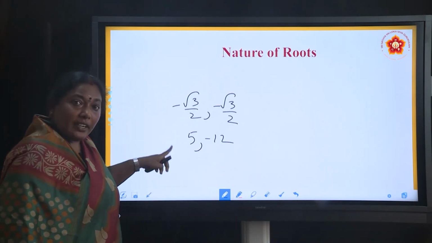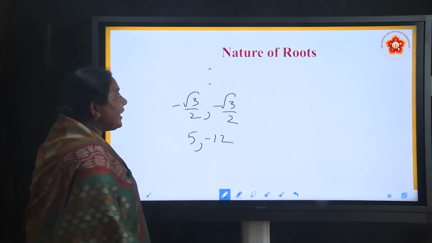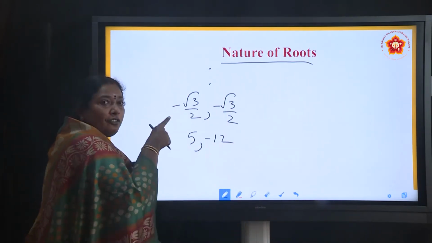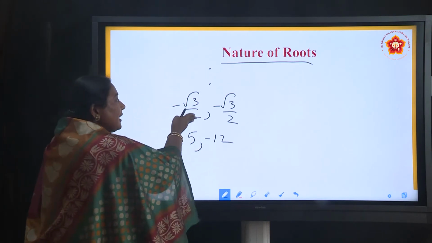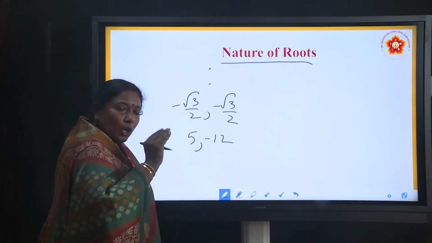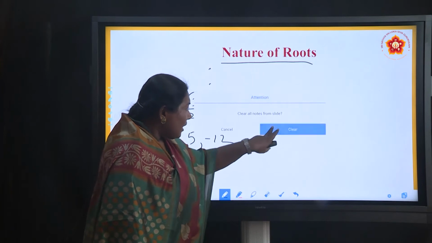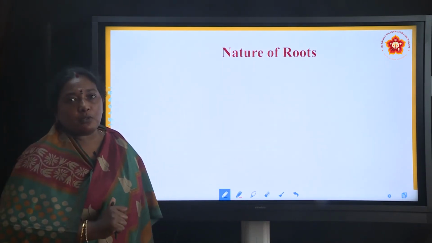Do you understand why we are taking this as a heading and talking? We are taking this nature of roots as a heading because till now we saw the sums on the basis of this. Some of the sums we got equal answers, some of the sums we got different answers. On that basis we are taking this heading. Now, without doing the sum, how can I tell what the nature of the roots will be?